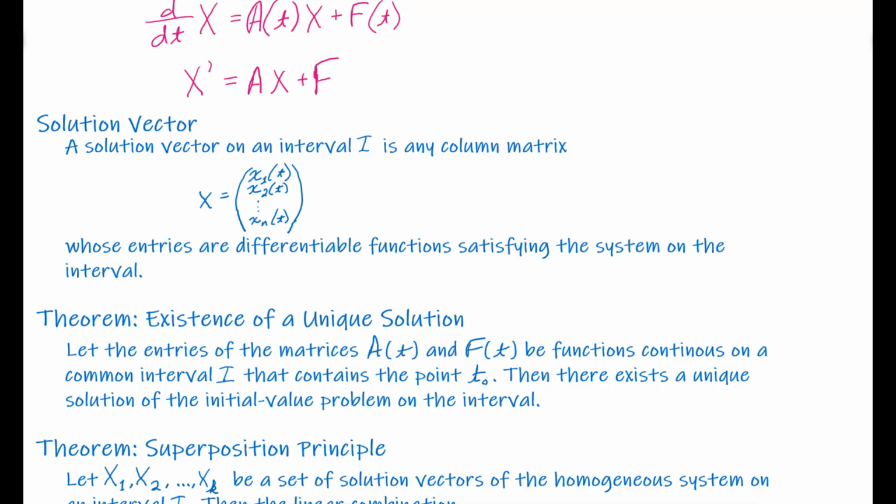We're going to let the entries of the matrices A of t and F of t be functions continuous on a common interval I that contains the point t sub 0. Then there exists a unique solution of the initial value problem on the interval. So as long as those functions in those matrices are continuous on the interval that we're looking at, and that interval contains our starting point t sub 0 or t naught, then we have a unique solution.